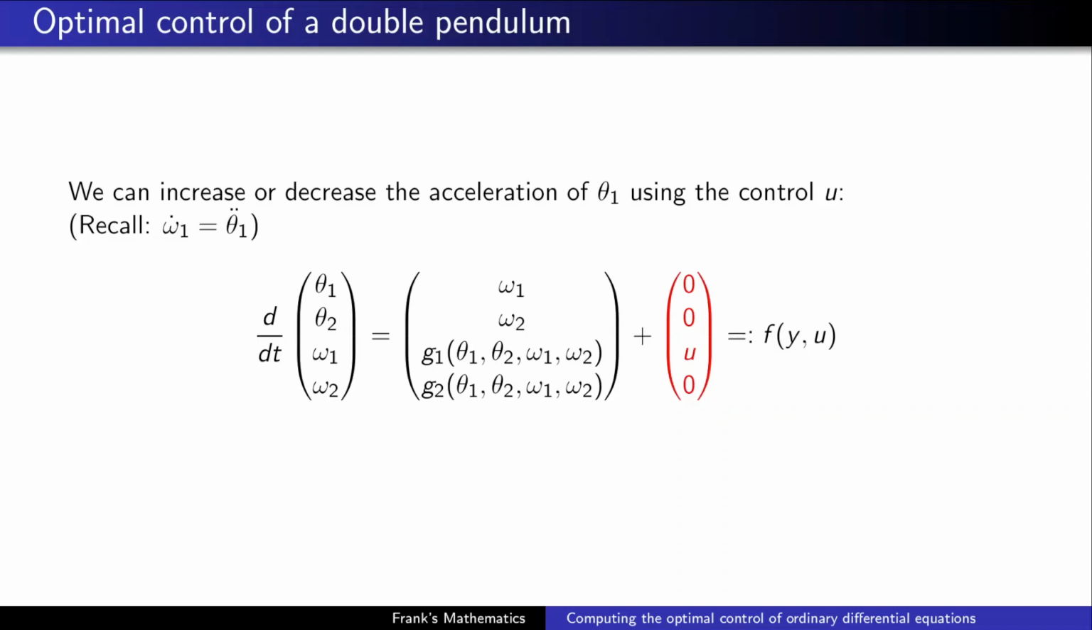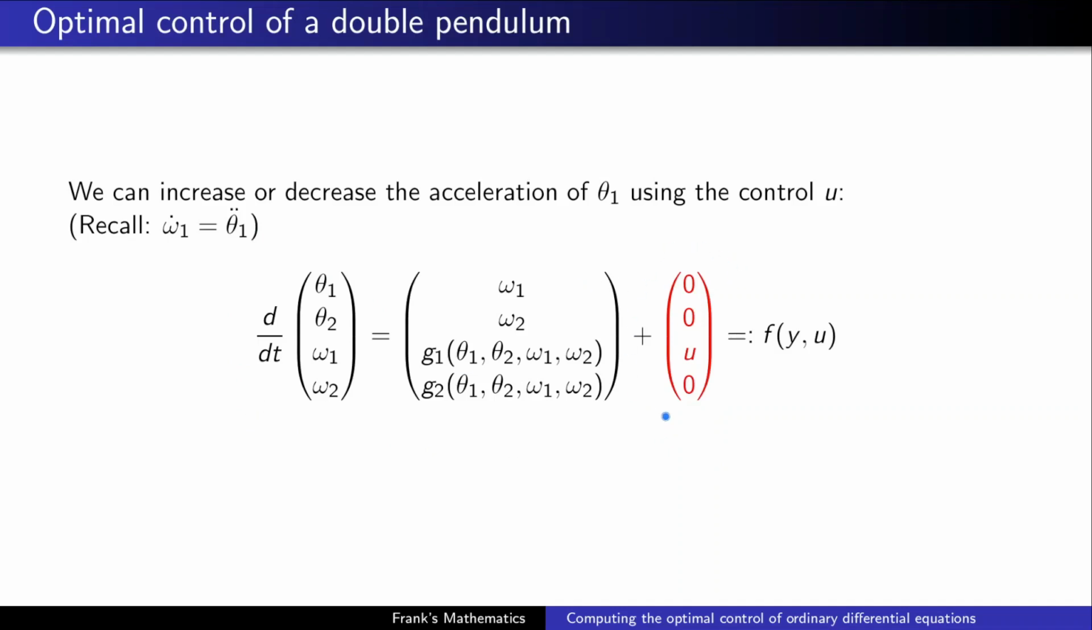As mentioned before, we can control the system by increasing or decreasing the acceleration of theta 1. And we can do this by modeling this into our ODE. This thing here is the ordinary differential equation, which we just derived for the double pendulum.